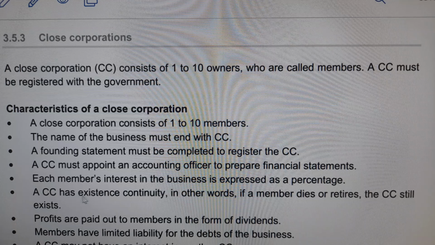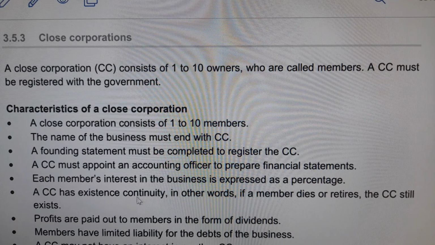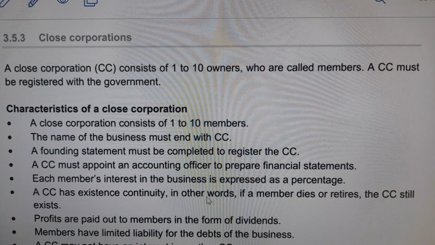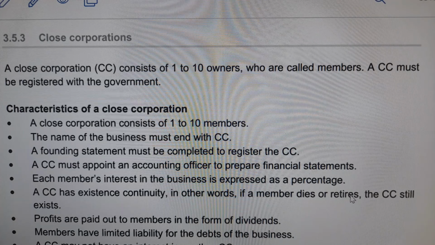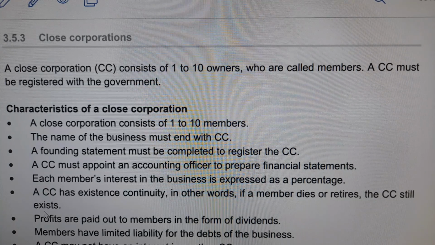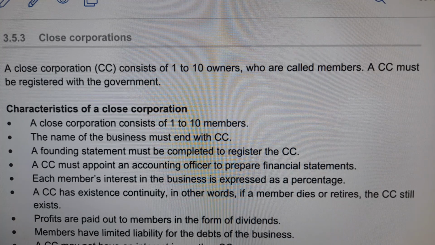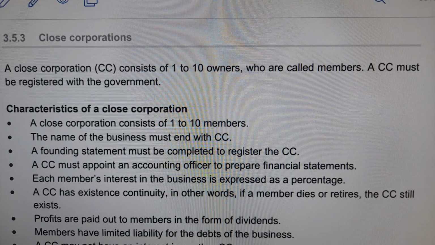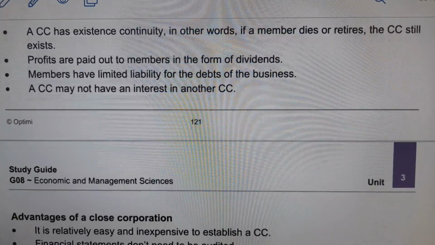A closed corporation has existence continuity. In other words, if a member dies or retires, the CC still exists. Profits are paid out to members in the form of dividends. Members have limited liability for the debts of their business. A closed corporation may not have an interest in another closed corporation.